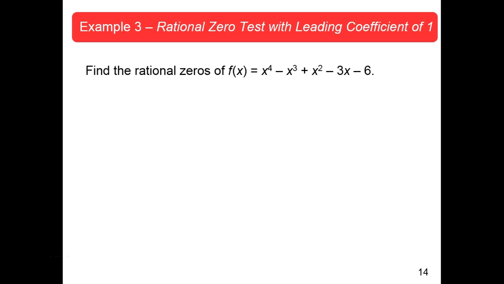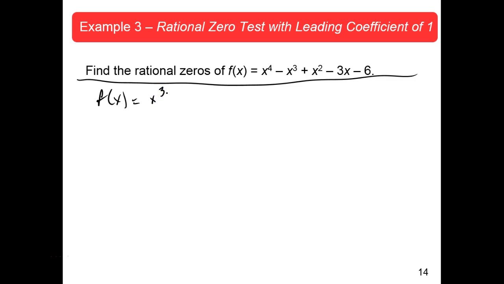They're skipping example 2, so let us do example 2 first. Do we have time to do example 2? I think we do. F of x is equal to x cubed plus x plus 1. That's your polynomial.